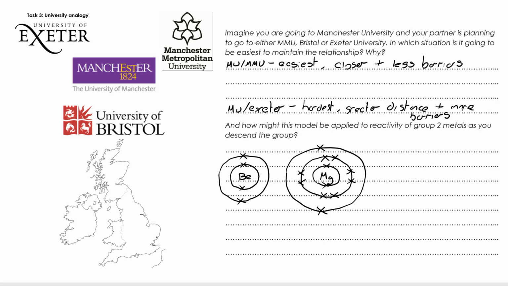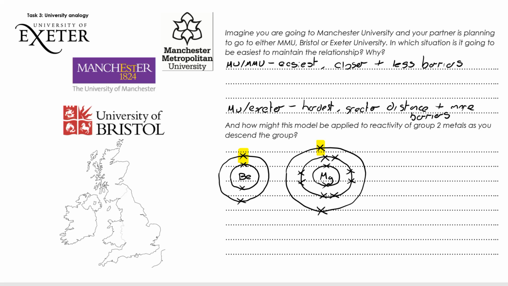So, in magnesium, the outer electron, the one that gets lost first, is further away than it is in beryllium, just like it's closer when you're both in Manchester. And there are also less barriers. There are less people trying to stop you going away for the weekend and seeing them. So, we're relating that to the shielding. Beryllium has got 2 inner electrons shielding and repelling the outer electron, pushing it away. But magnesium has got 10 inner electrons doing the same thing.